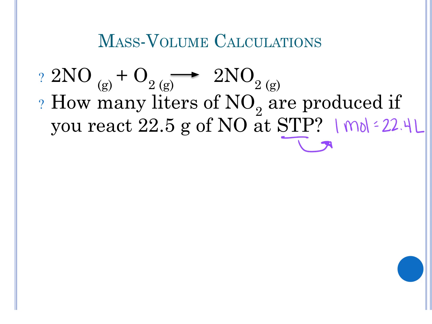So now we're going to treat this problem just like all the rest. First we're going to identify the given info. What number is given to you? Okay, 22.5 grams of the NO. So I'm going to write it underneath NO in the reaction, just like we've done on all the previous ones. And then what are we solving for?